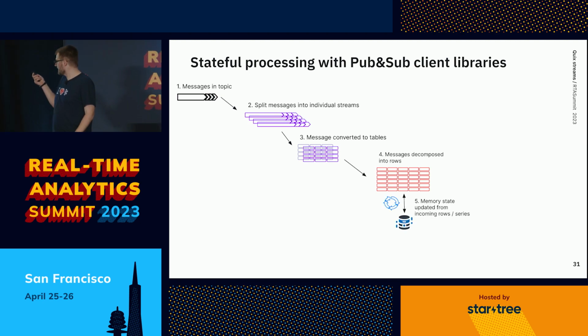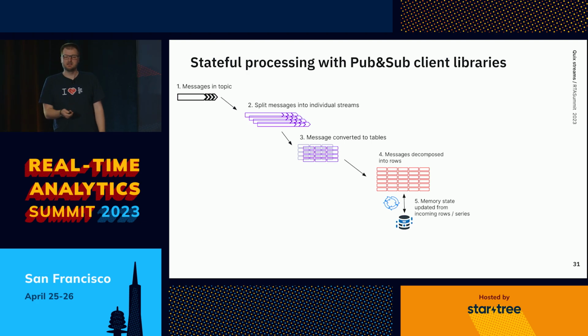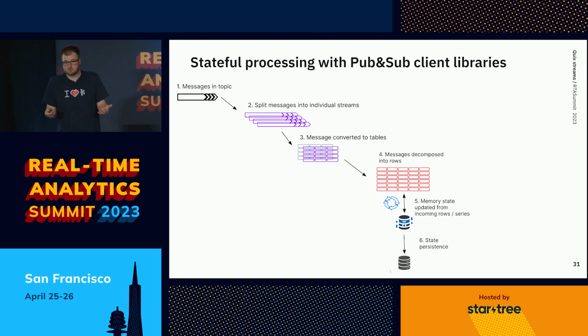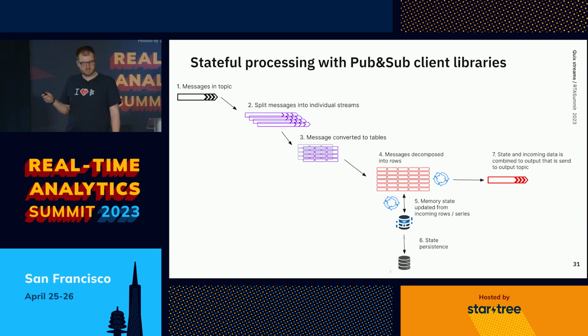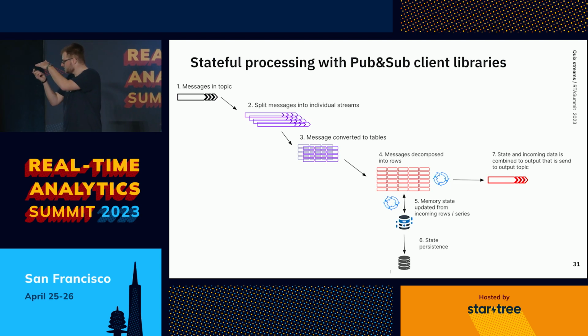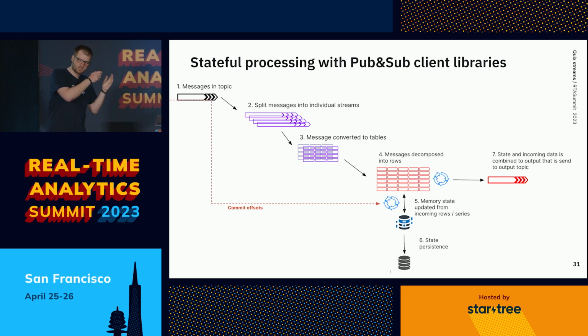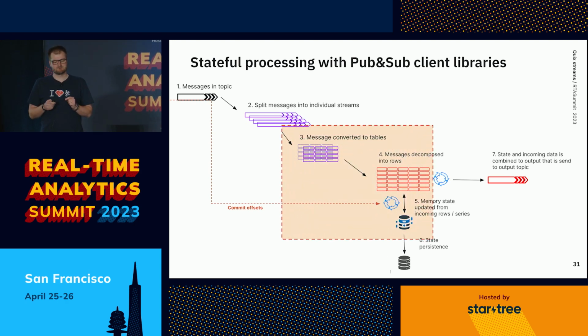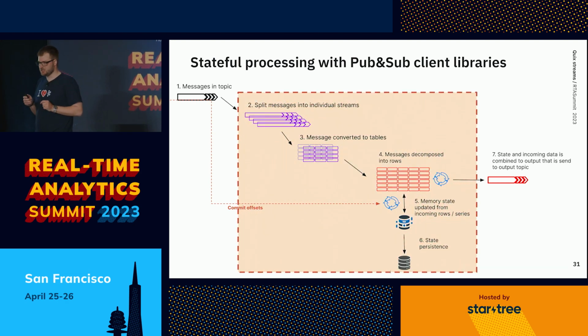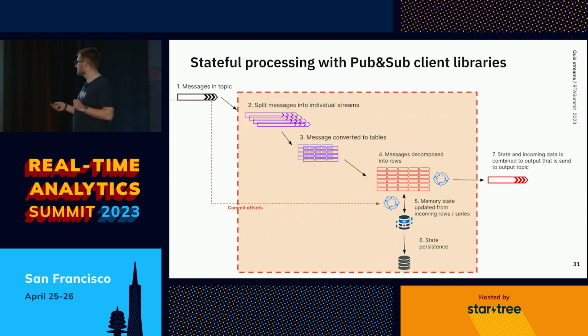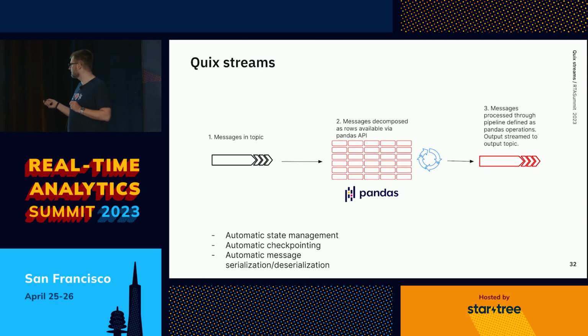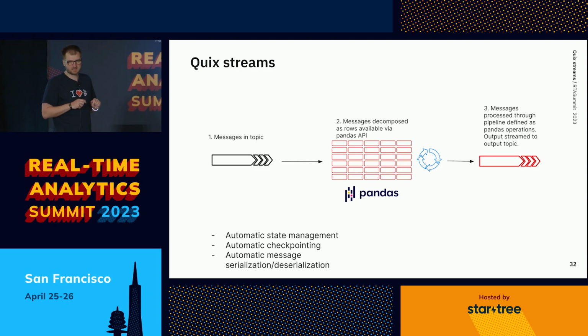And then you have to create a memory state where you're going to persist the data that has already been processed. And because you want to make it resilient, you have to also persist it somewhere, so if you have a restart, you don't lose it. And you have to synchronize it all with incoming data to produce your output while you're synchronizing it with the checkpointing in the input topic. You can see that that's quite complicated. So what we have done is take all of that and package it into a familiar interface, which is the Pandas API.